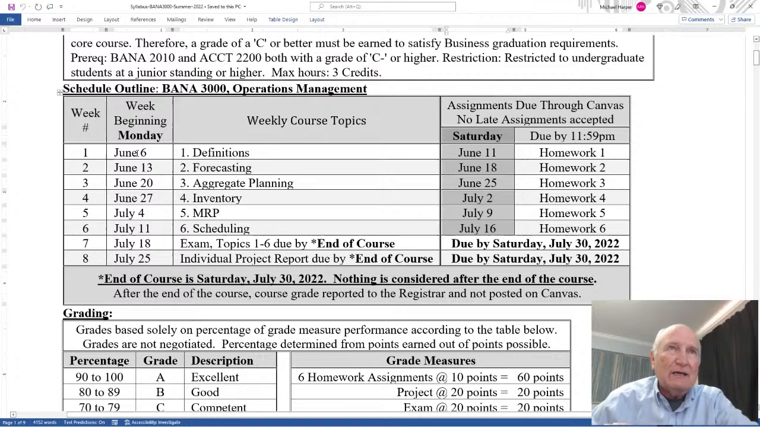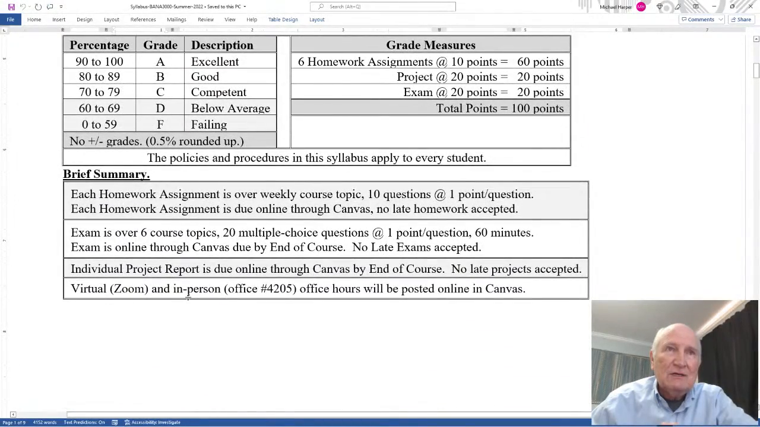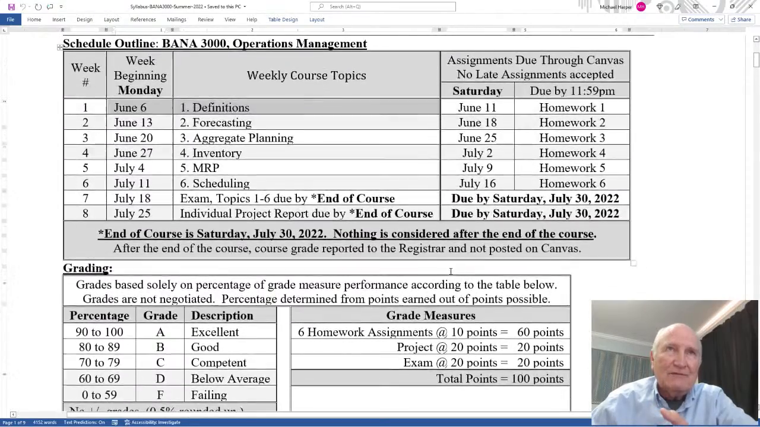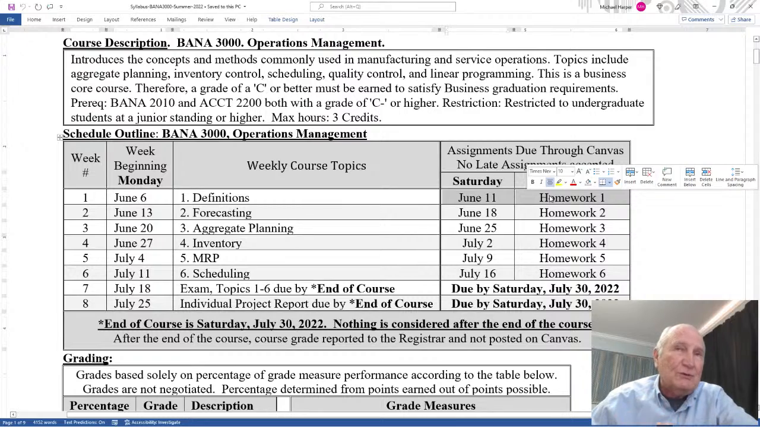Monday is when I open up the files, and we'll look at Canvas in a minute. I'll open up the files for the lecture, the videos, the homework, the help sessions, the Excel, everything. And then I have office hours down here, virtual office hours. The in-person and Zoom will be listed in Canvas. And then on Saturday, that homework is due.